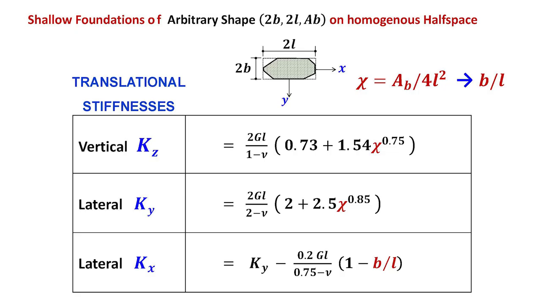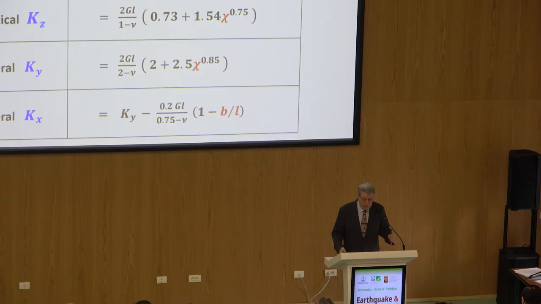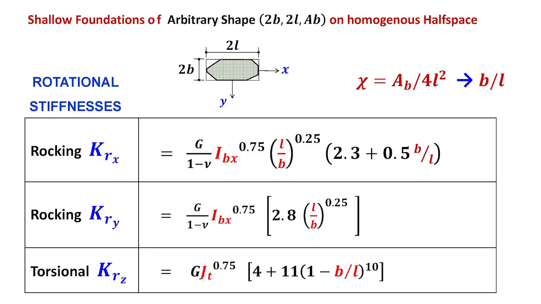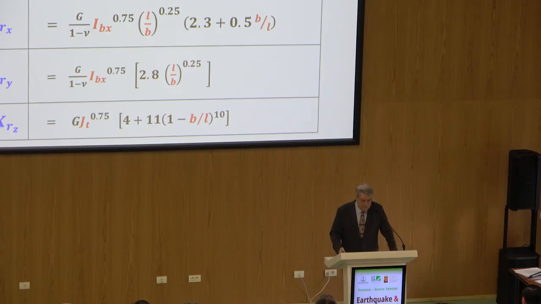there are solutions even for, again, elasticity based, for arbitrarily shaped, any shape of foundation, any reasonable shape of foundation, where we circumscribe a rectangle, and through this you can have formulas for the translational stiffness, vertical, horizontal, and in the two directions, horizontal X and horizontal Y, and also for the rotational stiffnesses with the symbol Rx, Ry, or Rz, depending on the characteristics of the foundation.